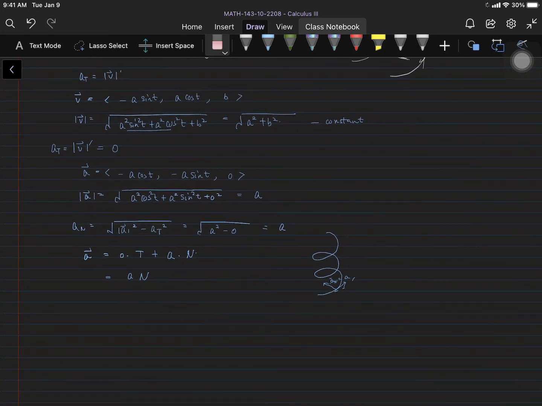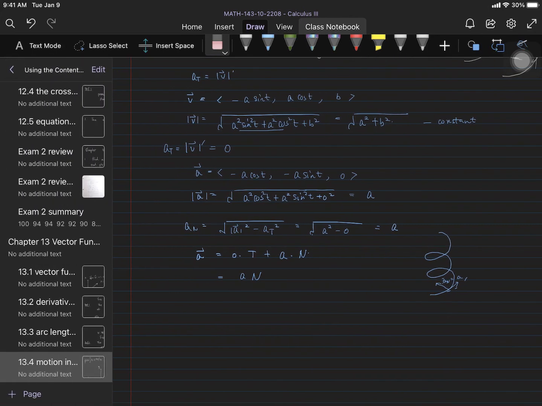In this section, we learned projectile motion and also the tangential and normal acceleration components. They are not difficult. Some formulas will be given. I'm going to give you the review on Monday and let you know what formulas will be given and what will be covered in the final exam. Okay, we can stop here.